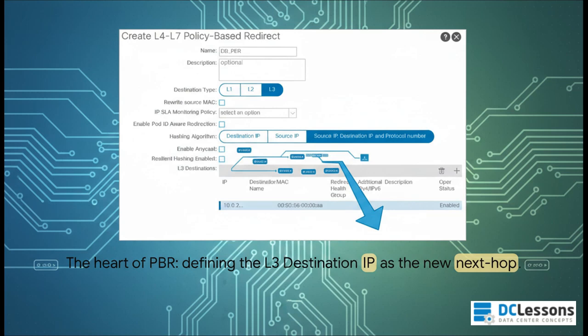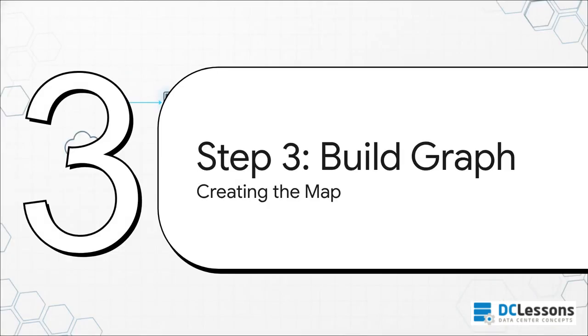And I want you to focus your attention right down at the bottom where it says L3 destinations. This is it. This is where you punch in the IP address of your firewall's interface. That IP address becomes the new policy-defined next hop that overrides the normal routing table for any traffic this policy touches.